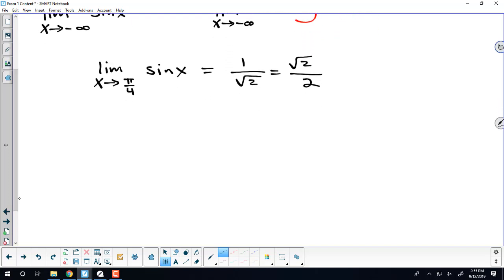What about if you were asked to compute the limit as x approaches infinity of cosine of 1 over x? Wouldn't that just be 1? Would that be 1? What do y'all think?